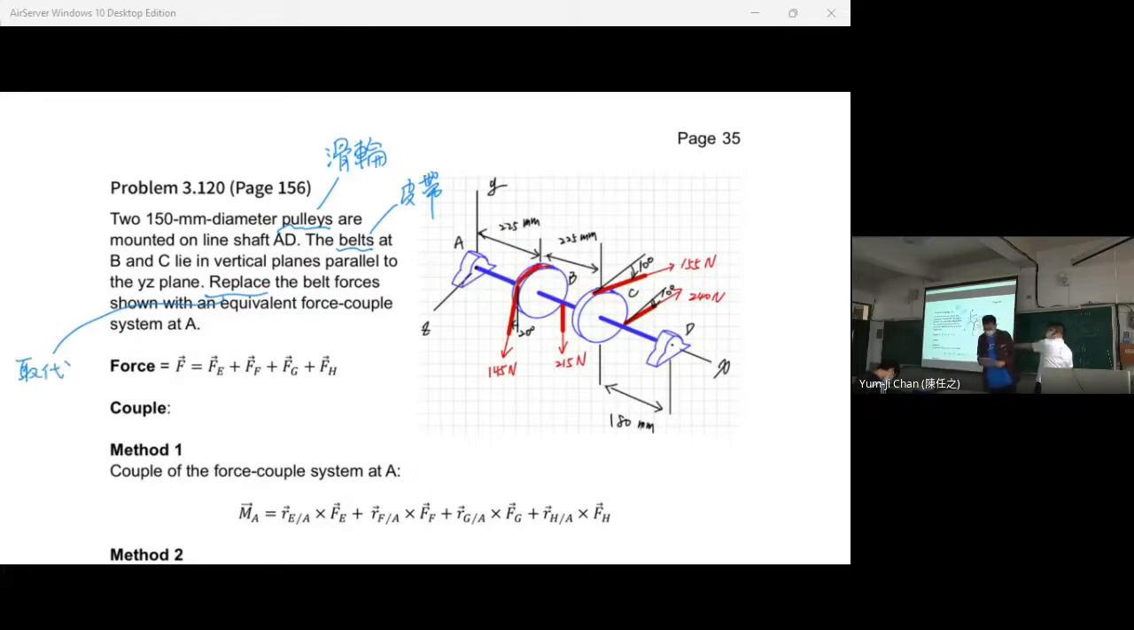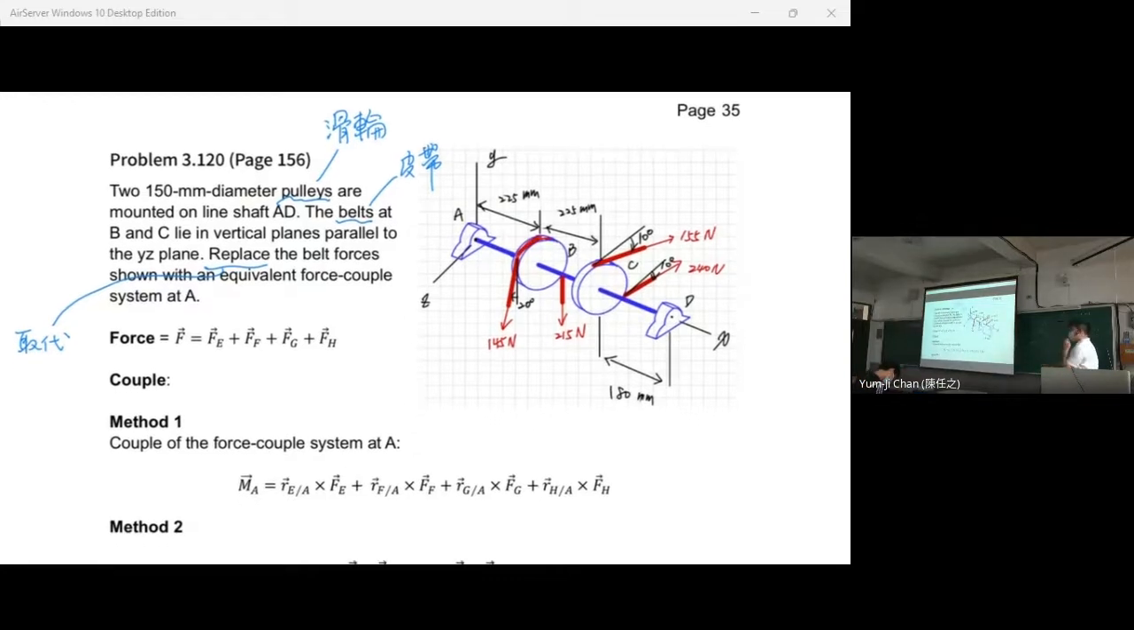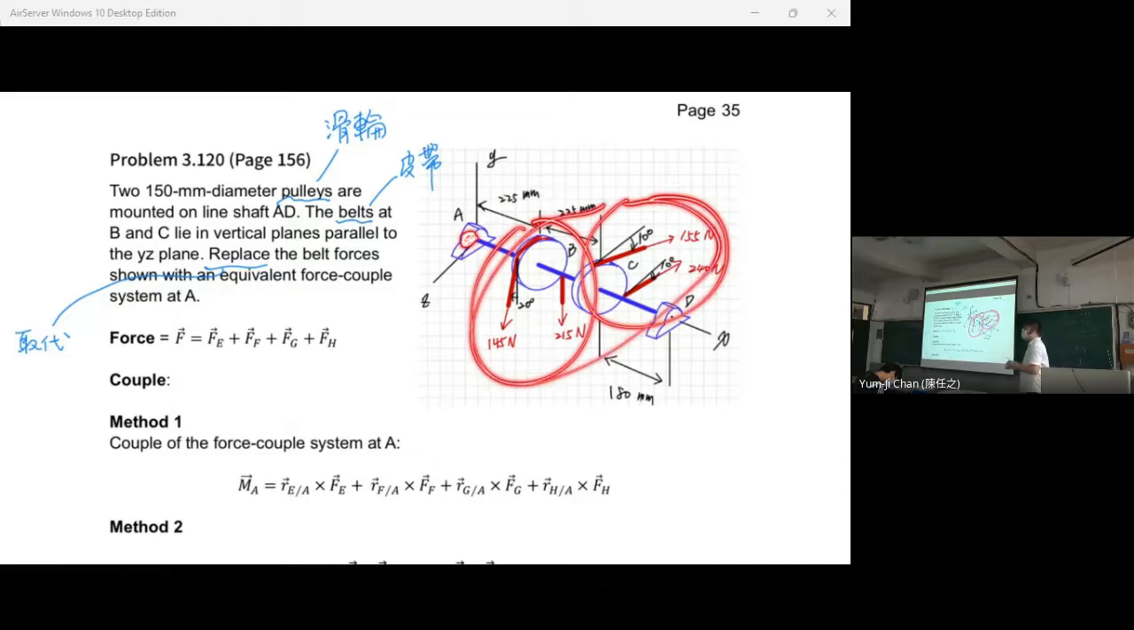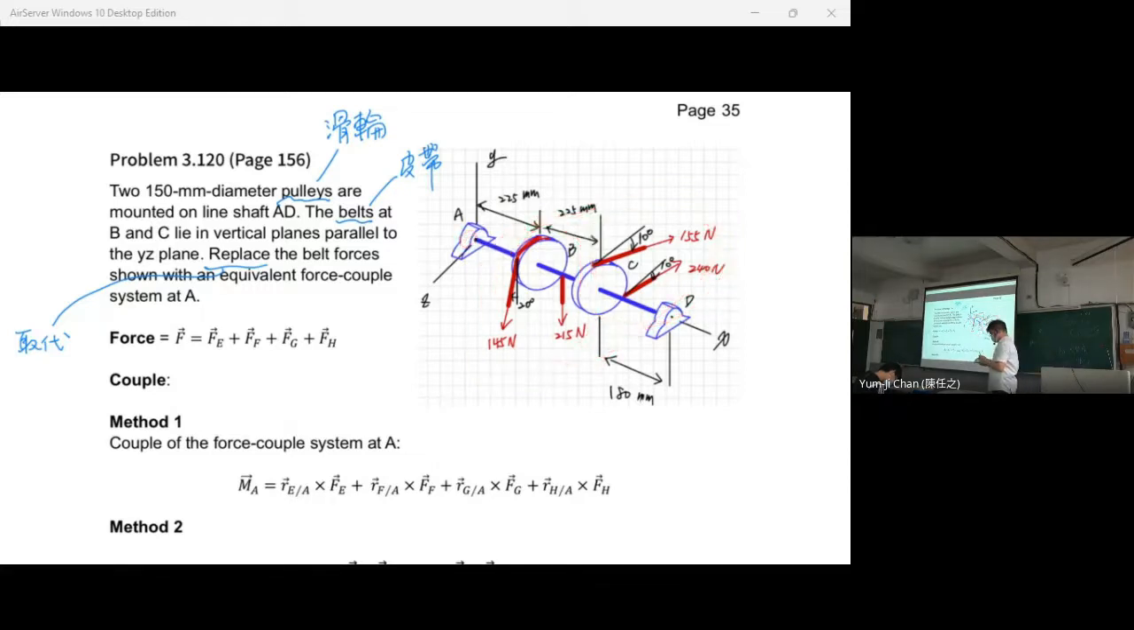Take a look here in front of you. Replace the belt forces with an equivalent force couple system at A. So we want to express all four forces at A. This one will have a force couple system here, and this one will have a force couple system here, and this one as well, and this one will also have a force couple system there.